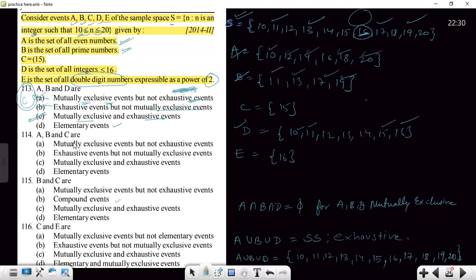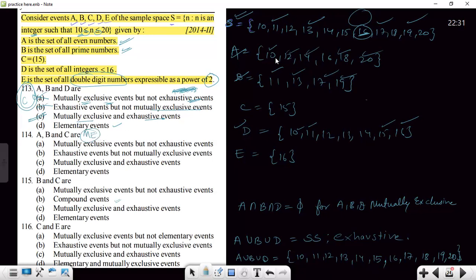So A, B, and C. If we take what is common in all of them, there's nothing common. So they are mutually exclusive. Yes, it is for sure that A, B, C are mutually exclusive.